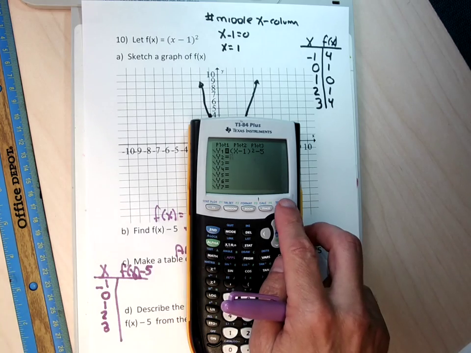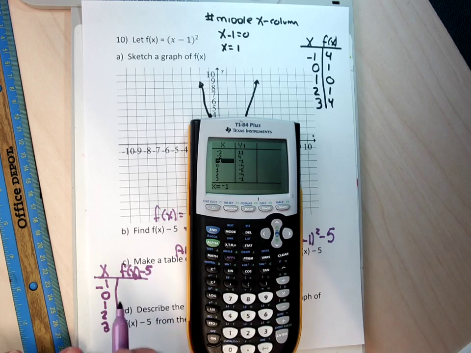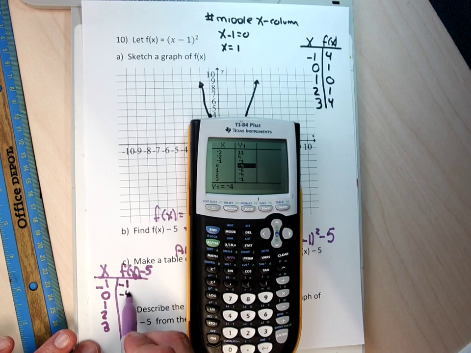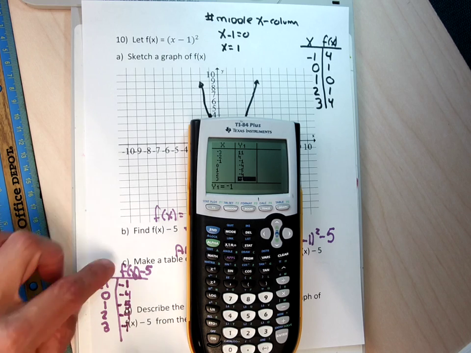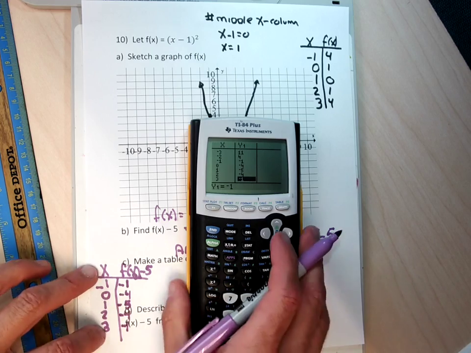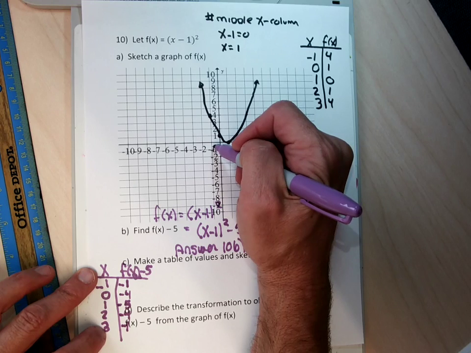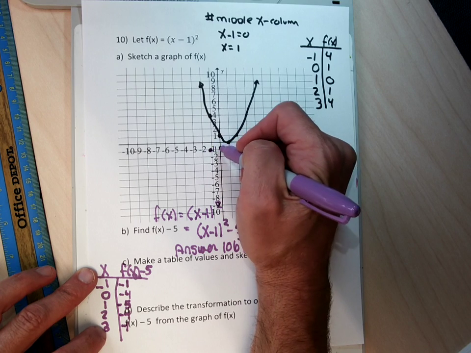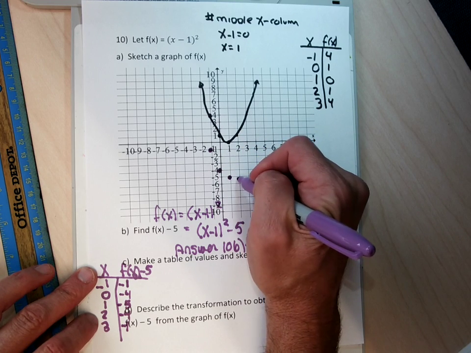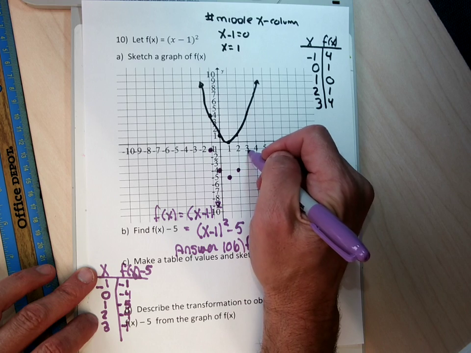Now I'm going to go second table. Next to -1, I see -1. Next to 0, I see -4. Next to 1, I see -5. Next to 2, I see -4. And next to 3, I see -1. So -1, -1, 0, -4, 1, -5, 2, -4, 3, -1. Not so readable, but I'll try to do better. So -1, -1, 0, -4, 1, -5, 2, -4, and 3, -1.